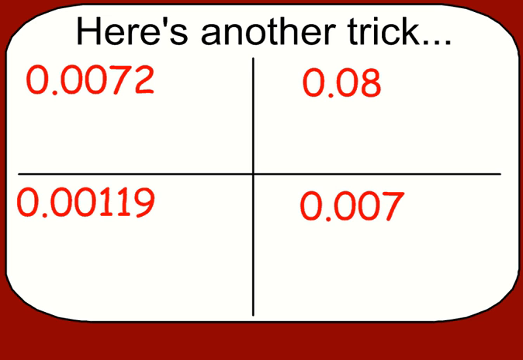What you can do, if I wanted to convert all these to fractions, is put a little 1 under the decimal point. I can put zeros under the numbers. This would be 72 10,000ths.